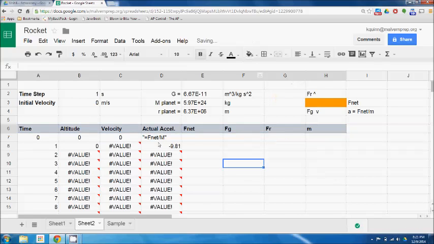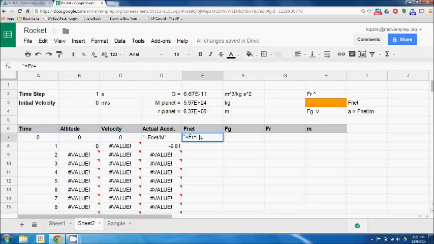So we now have lots of columns. What does F net equal? Very simple. F net is equal to Fr plus Fg. Again, simple formula. Doesn't really require much work. How about Fg? What's that equal to? Well, we kind of already did this. Fg, the formula, equals G times mass times mass of the planet divided by R squared.